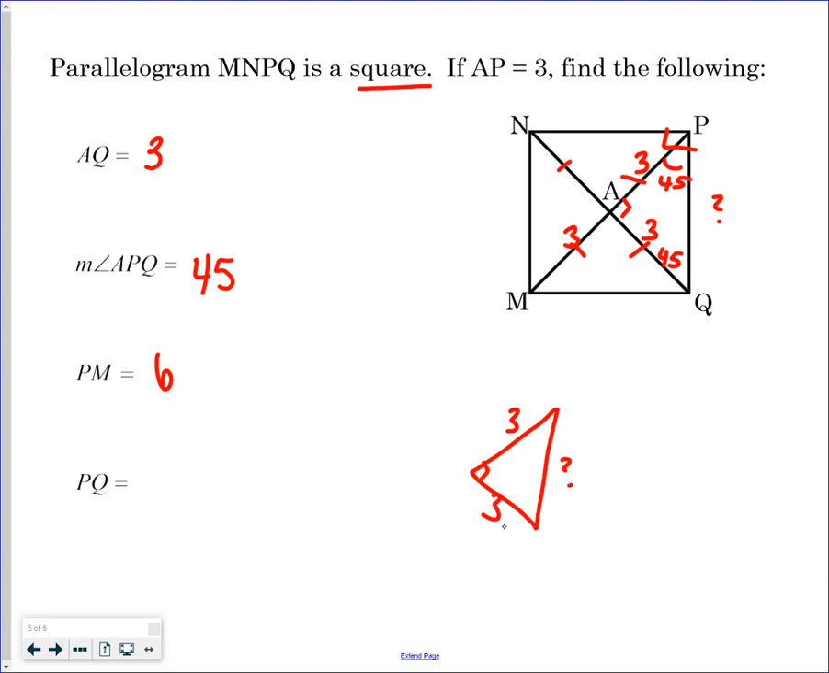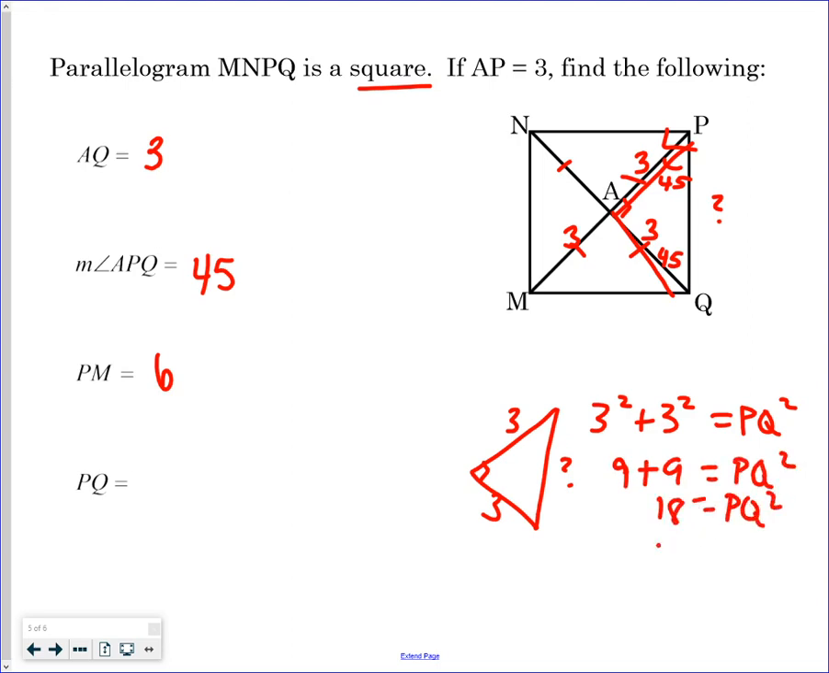It has to be 3. This one's 3, this one's 3, right? So you're going to say Pythagorean theorem, 3 squared plus 3 squared equals side PQ squared. So what's 3 squared? 9. What's 9 plus 9? 18. You can't square it.